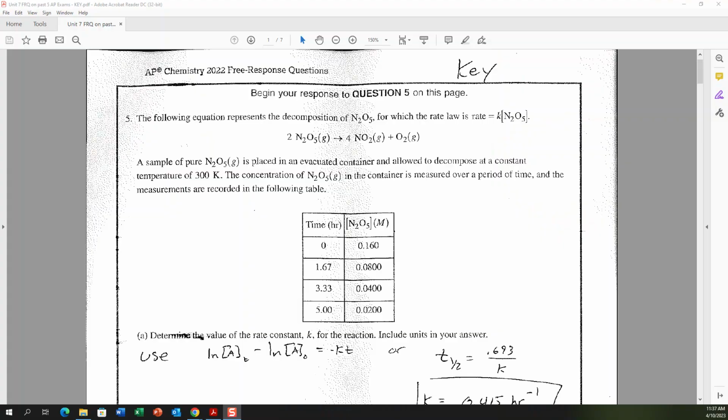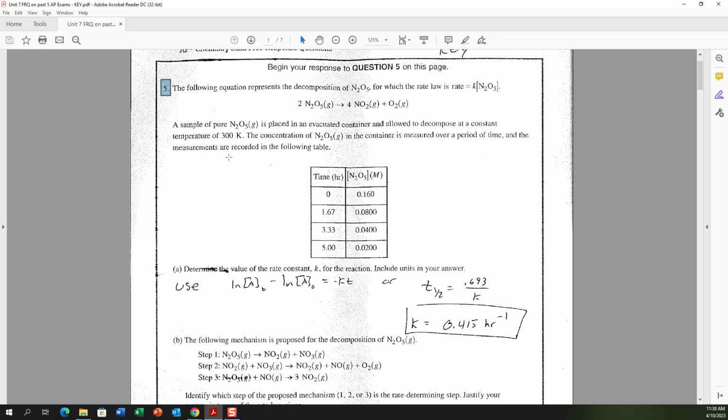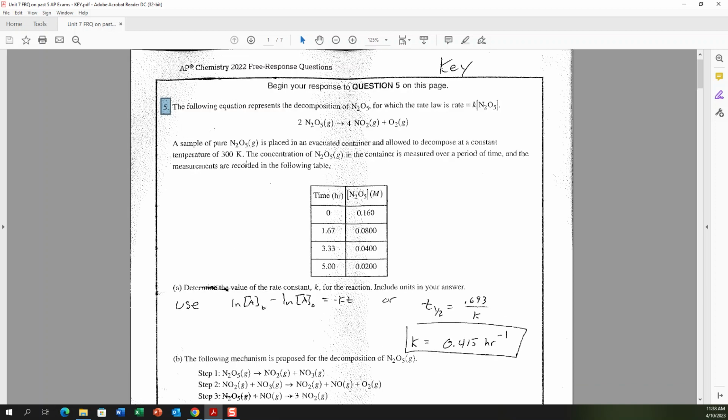All right. So this was from last year's test, the 2022 exam, and kinetics. Again, it'll show up on the multiple choice. There'll be a few kinetics questions on the multiple choice, but this is where it would show up on the free response. So we didn't get any kinetics questions last year until we got to question number 5. Now remember, this is a total of 4 points, this question 5, and you should be only budgeting about 10 minutes total on this entire question.